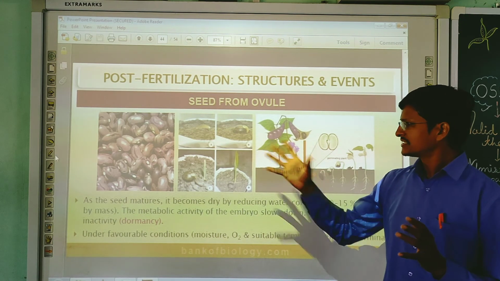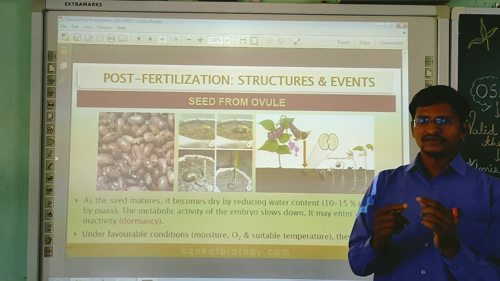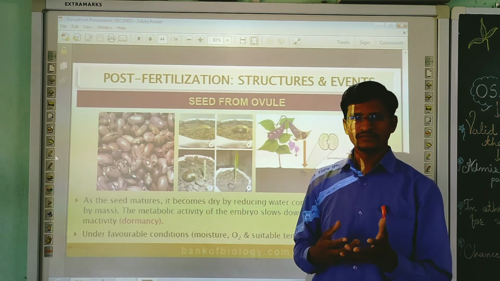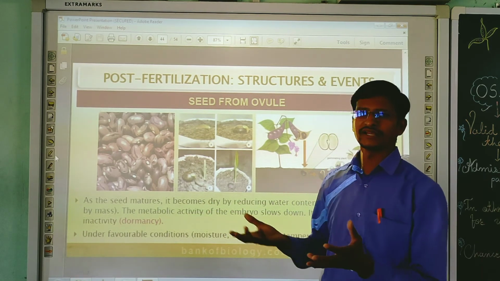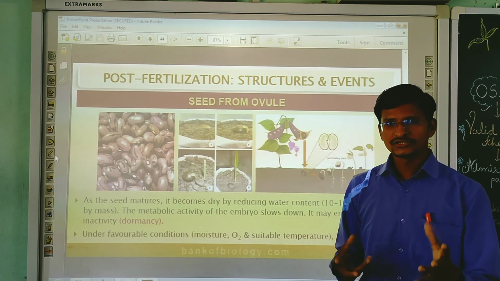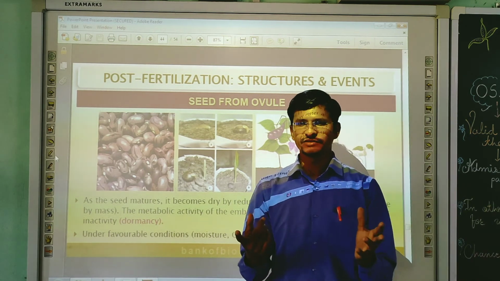For this type of seed, they need more time for germination. For example, pea, gram, wheat, they need more time. Suddenly within a few days it will not germinate. It will require a minimum of 6 to 7 days for germination.